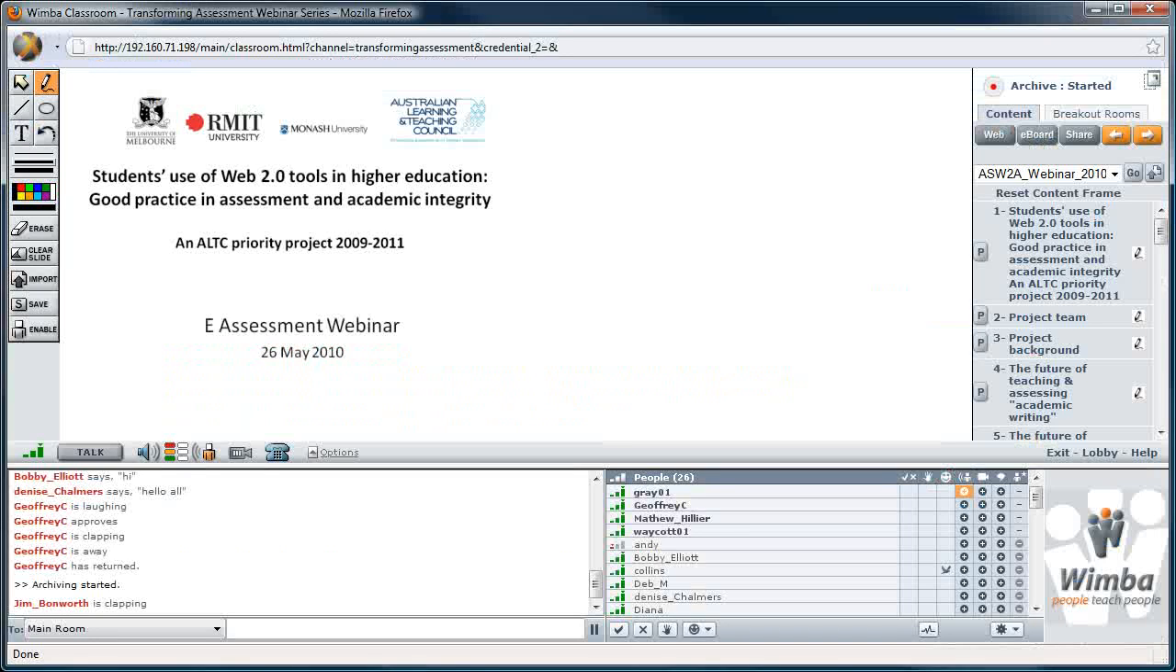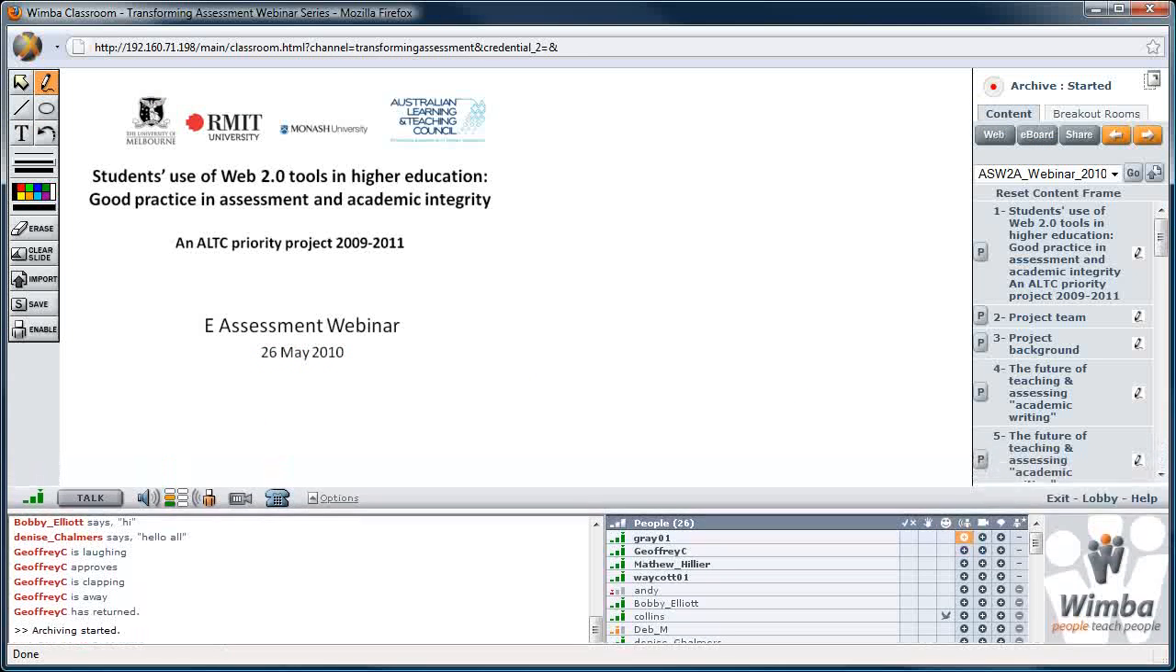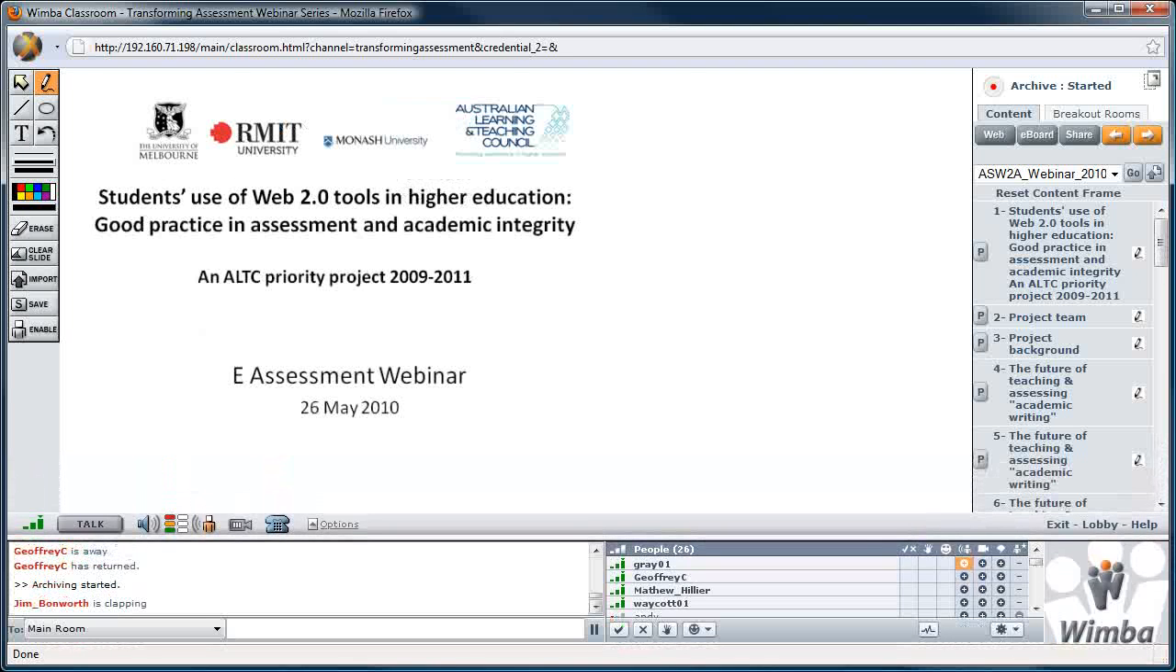This is an Australian Learning and Teaching Council priority project that we started in the middle of last year and that continues on into next year, which has a focus on students' use of social web tools or Web 2 tools in higher education. In particular, their use for assessable work assignments, work that gets them marks in the subject. So that's what we're going to talk about today.